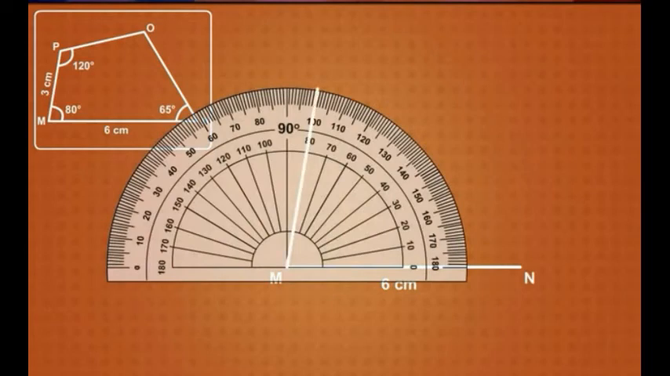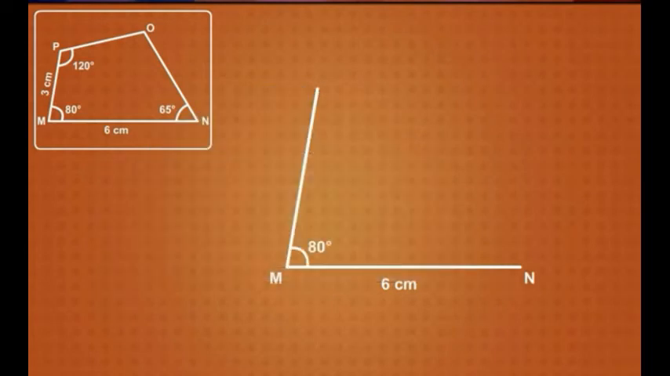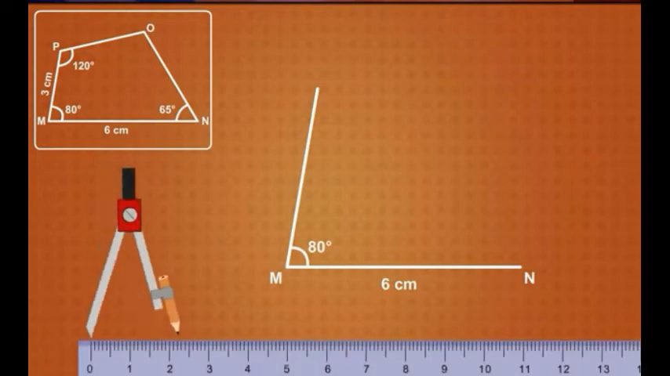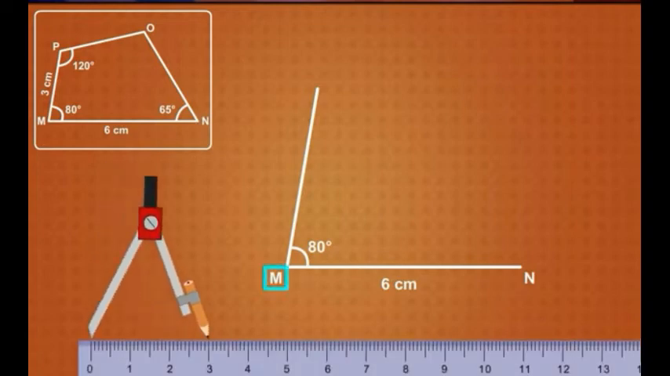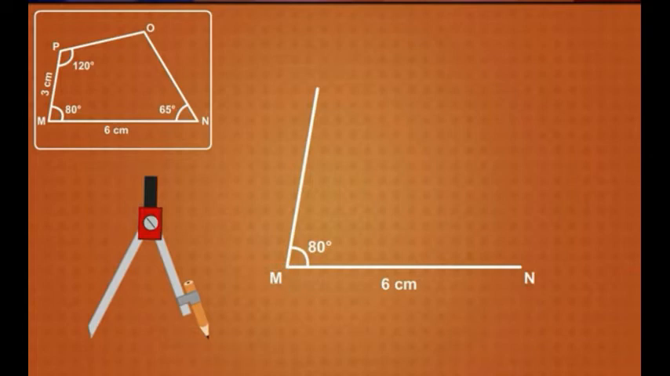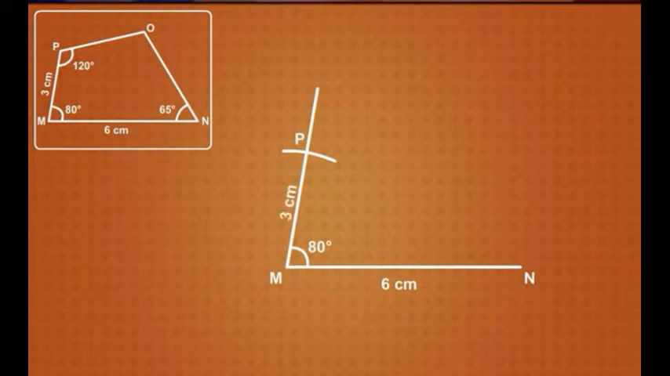At M, draw an angle of 80 degree. Now, from M, cut an arc of 3 cm which will intersect the given angle at P. As we can see that MP is equal to 3 cm.